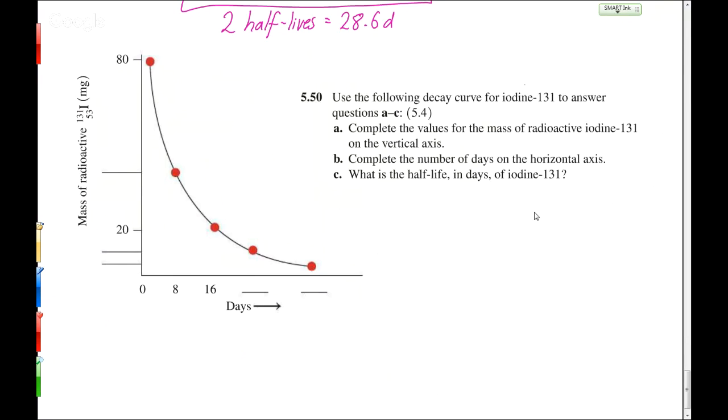All right. Complete the values for the mass on the vertical axis. So those blank lines that you see here and here and here, if it's hard to see from where you are, we can connect them here. That corresponds to that one, this one, and that one. So if there's no numbers on the side except for 80 and 20, how do we know what those other masses should be?